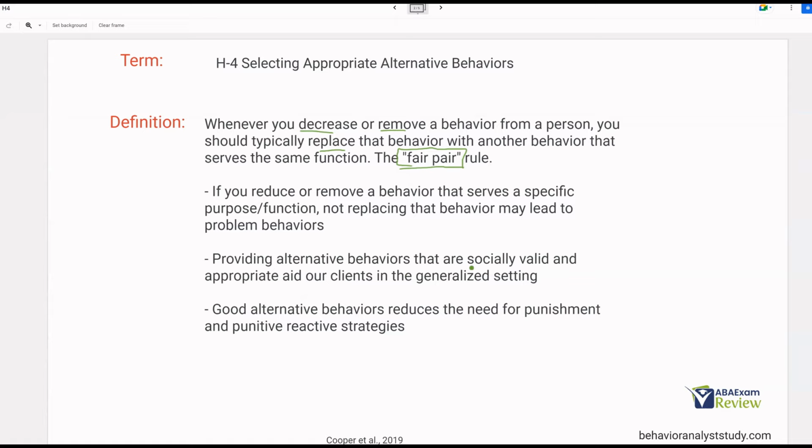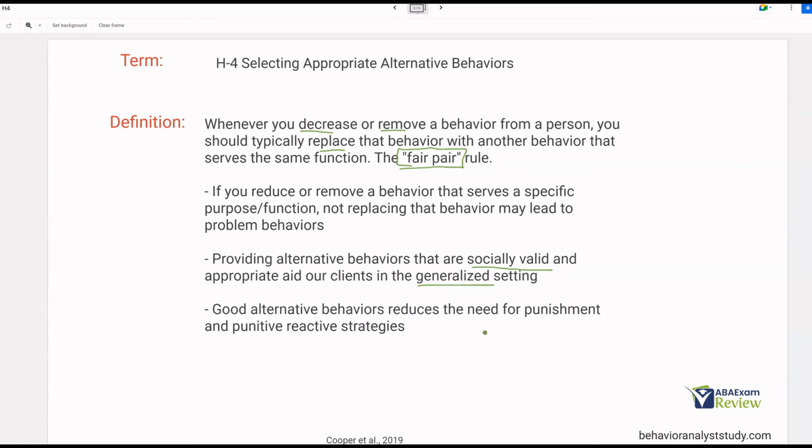Our alternative behaviors need to be socially valid. They need to be meaningful, just like any behavior we choose. And we want the behaviors to make sense in a generalized setting. So you've got to think about, what am I replacing this behavior with? Does it make sense for their day-to-day life? Is it going to add value to their life? Is it going to be meaningful in their life?